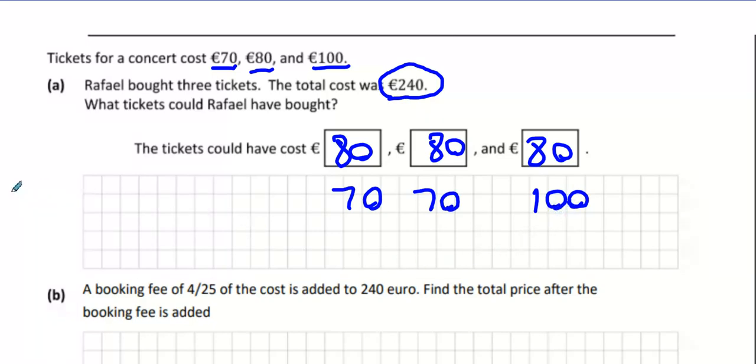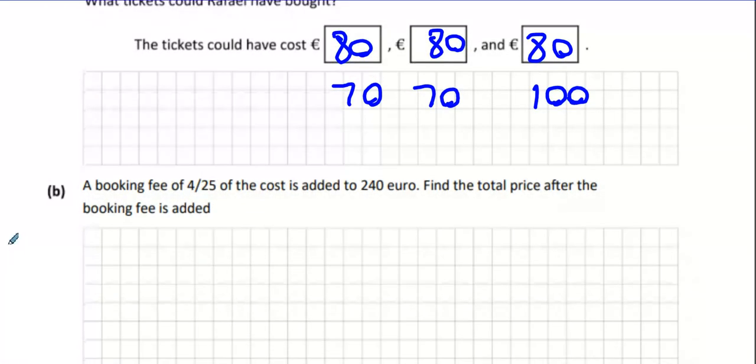Great. Now, this question was tricky, right? And I know a bunch of us sort of misinterpreted it. Does anybody know what a booking fee is? Have you ever bought something online and a fee was added on? What usually does that mean? Does it get more expensive or less expensive? More expensive.